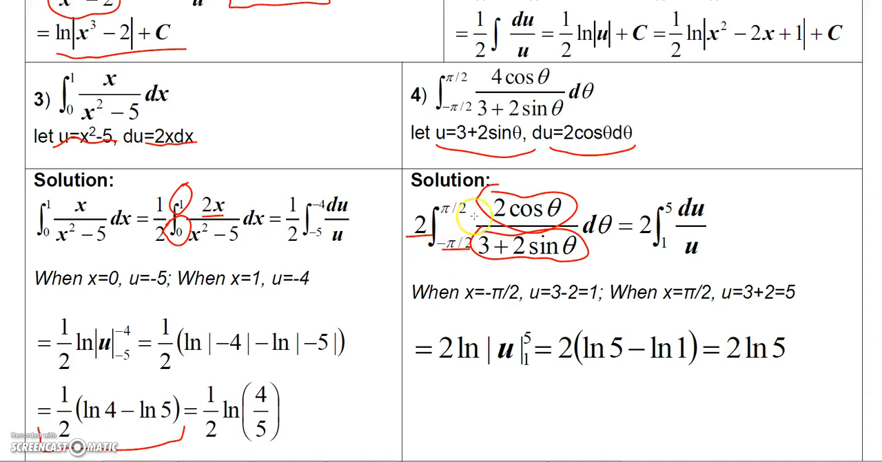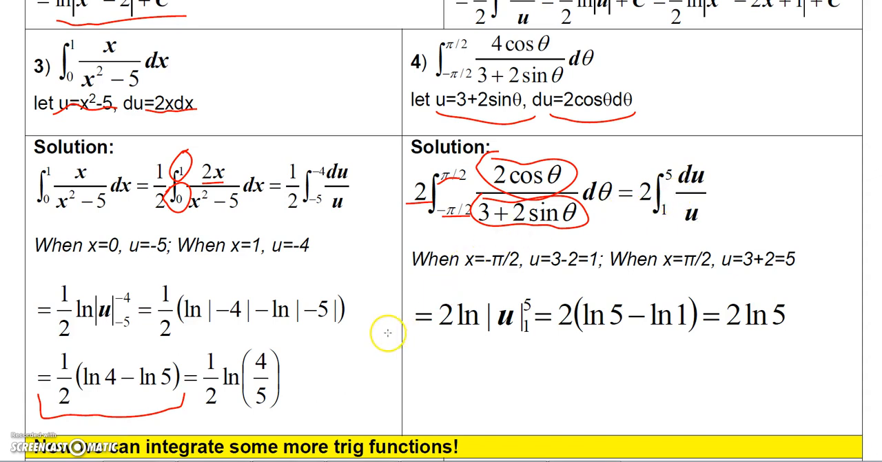and to get the corresponding u limits, I need to put minus pi over 2 into this expression. So 3 plus 2 times sine of minus pi over 2 is actually 1. And then I put pi over 2 in, so I get 3 plus 2 times sine of pi over 2, and that's going to give me 5. So then when you integrate this, you're evaluating it from u equals 1 to u equals 5.